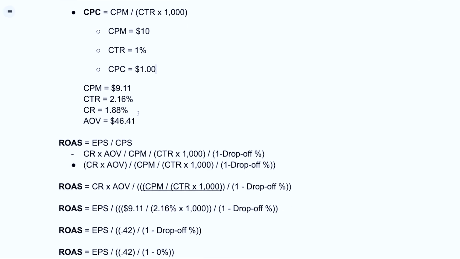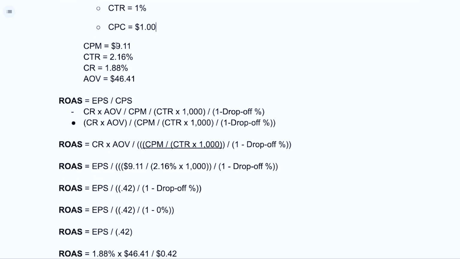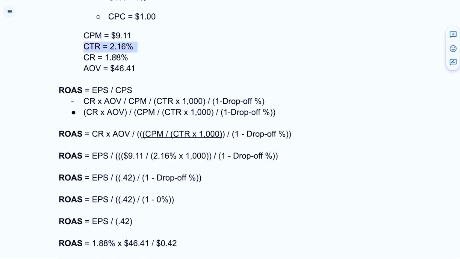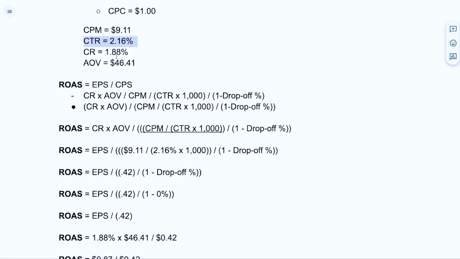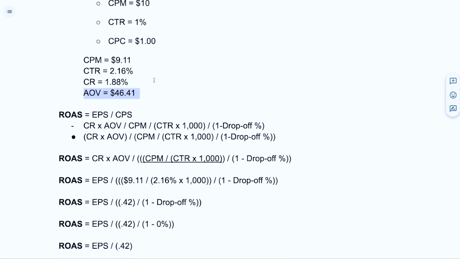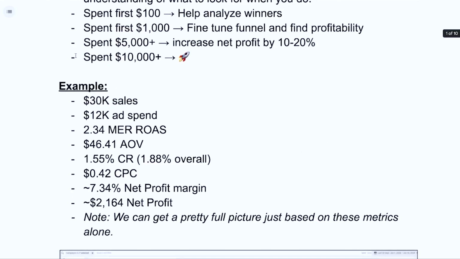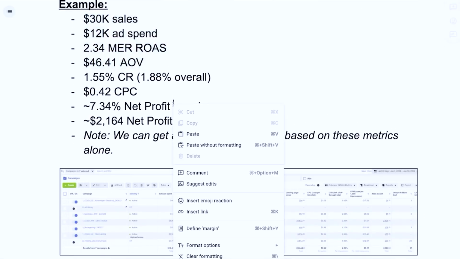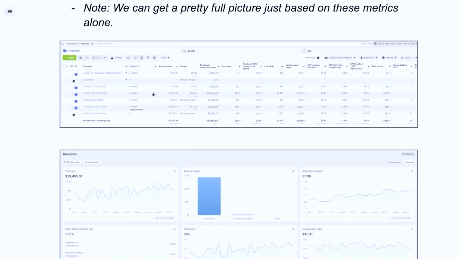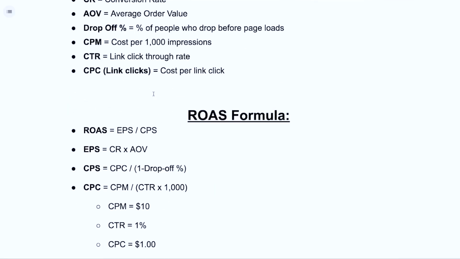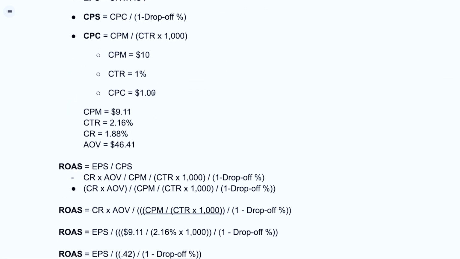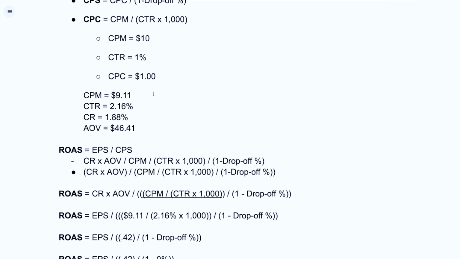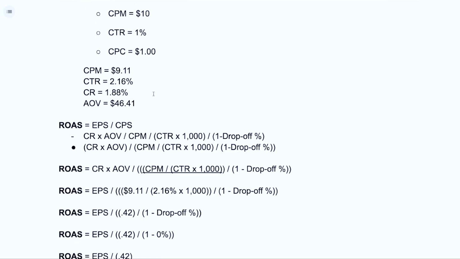So in this example, this student had $9.11 CPMs, 2.16% link click-through rate, conversion rate of 1.88, and his AOV is $46.41. It starts to feel like a superpower over time. Just by seeing these top-level metrics, you're able to know exactly what's going on in the business and have X-ray vision and know exactly where they should be placing their focus. And then over time, you'll start to learn what steps they can take to improve those numbers.